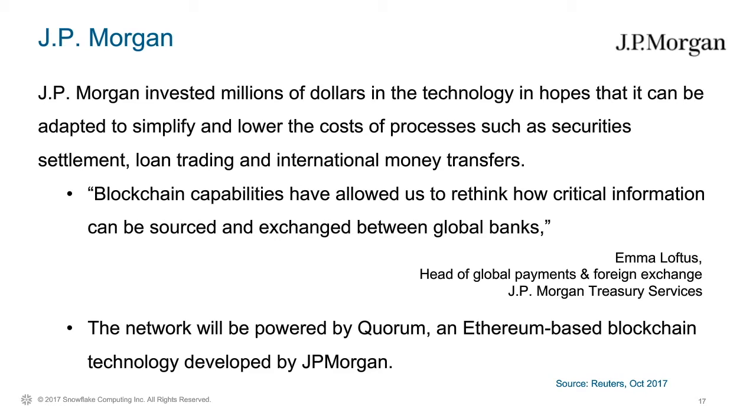That sounds great. So maybe you could walk us through a few other things that you're starting to see out there. Yeah, JPMorgan, for instance, they have created a network which is powered by what they're calling Quorum, which is Ethereum-based blockchain technology that they developed. And as it says here, sourced by Reuters, they're investing millions of dollars in the technology, right? So once again, another example of a major financial institution in the United States making major investments in this area. And as Emma Loftus says here, rethinking how this technology can be applied for critical customer information and financial information, tracking transactions in a secure fashion.